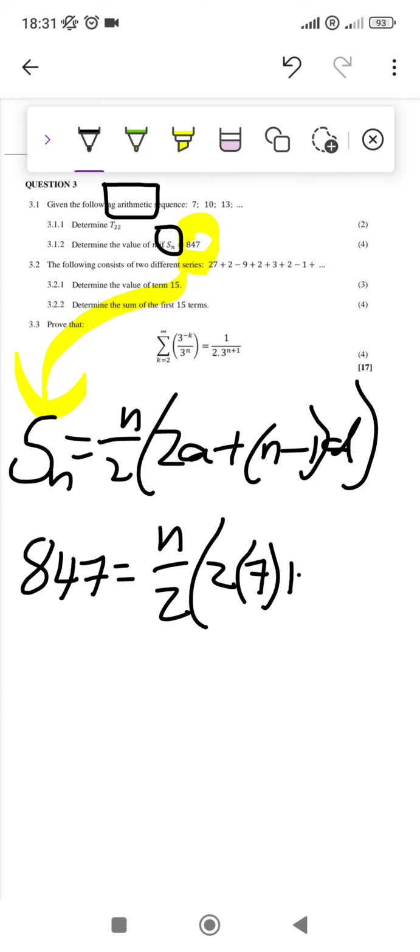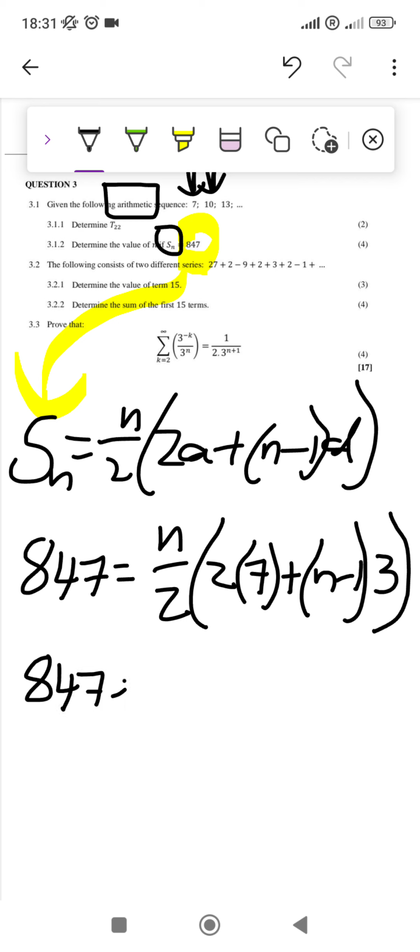Then we have plus n minus 1, and d, we also spoke about that in the previous video. How do we get d? Second term, so that's going to be number 10 minus first term, the 7. So 10 minus 7 is going to give us a positive 3. Right, so let's do some cleaning up before we can determine the value of n here.